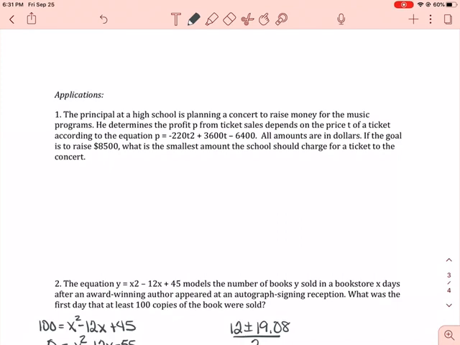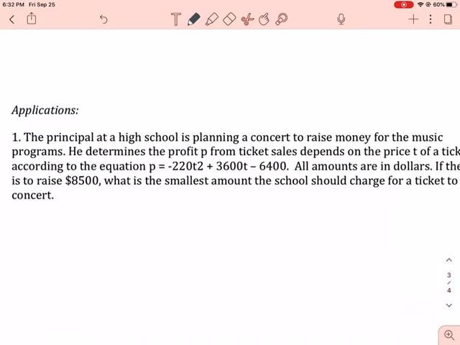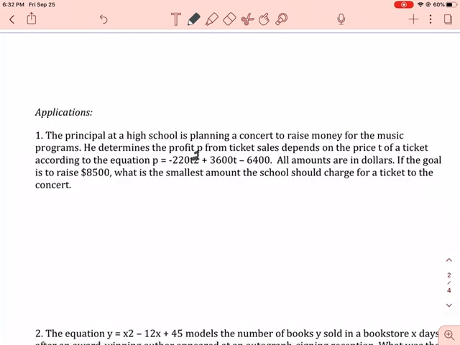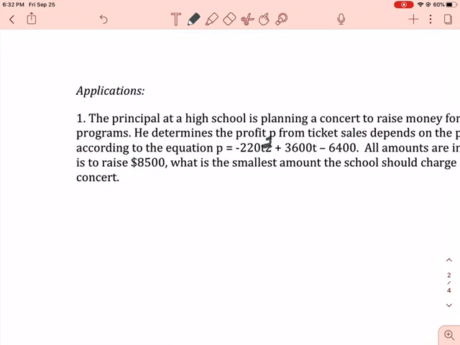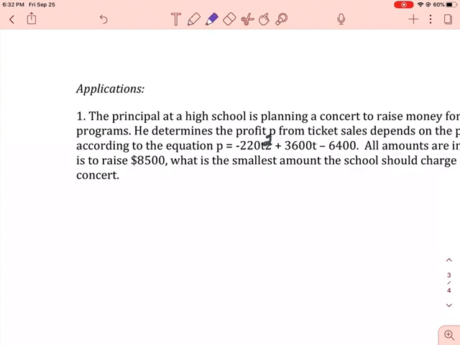So let's try one. The principal at a high school is planning a concert to raise money for music programs. He determines the profit P for ticket sales depends on the price T of a ticket according to this equation. I apologize, that should be T squared. Negative 220T squared plus 3600T minus 6400. All amounts are in dollars. If the goal is to raise $8,500, what is the smallest amount that the school should charge for a ticket to the concert? Okay, so we want our profit to be $8,500, which means 8,500 goes in for P.